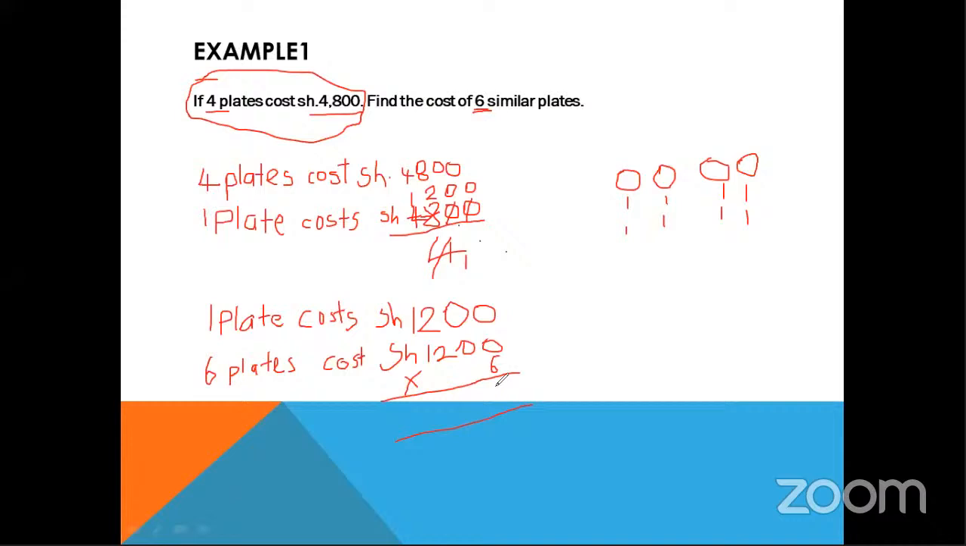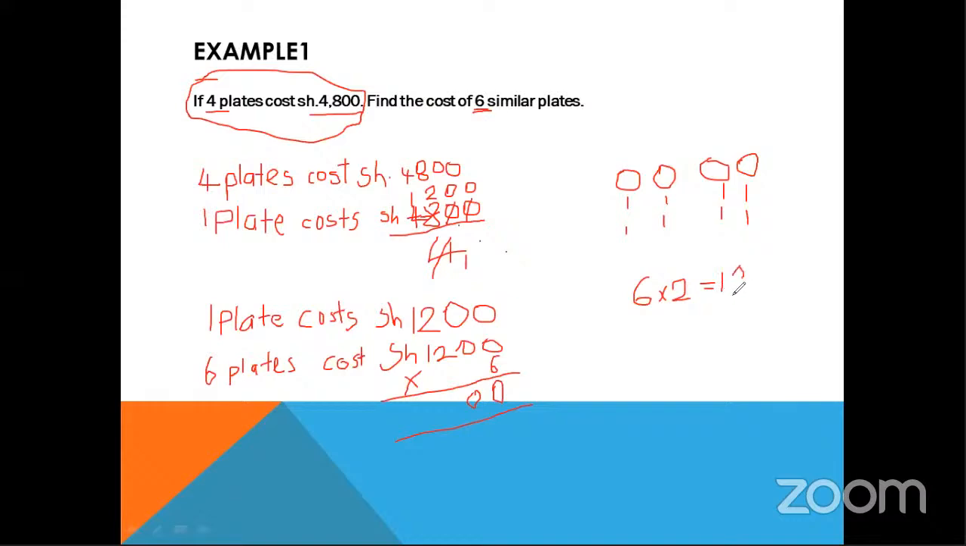6 times 0. Correct. We have 0. 6 times this 0 also, we have 0. Now we are having here 6 times 2. I want a child to tell me 6 times 2. Let me look for my child to tell me 6 times 2. Yes, Chloe, can you tell me 6 times 2? What do I get, Chloe? 12. Very good. We have 12. So you come and write here 12.